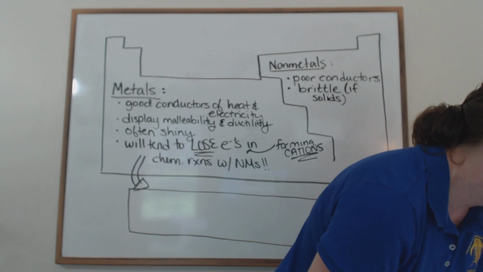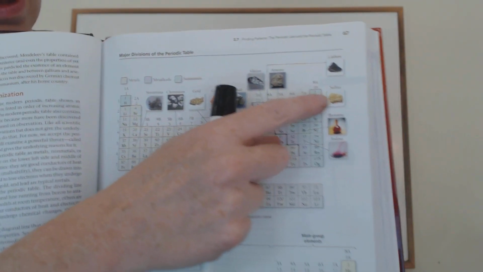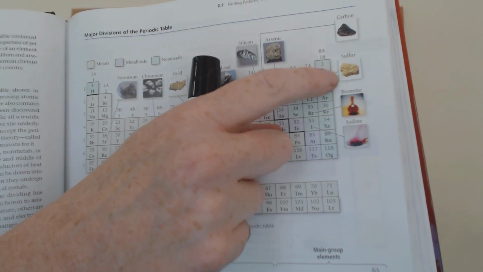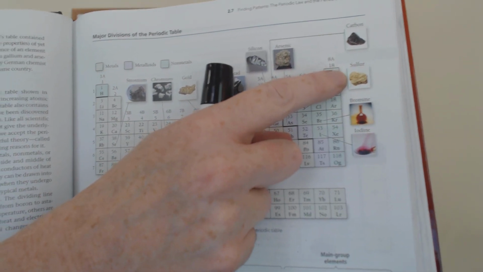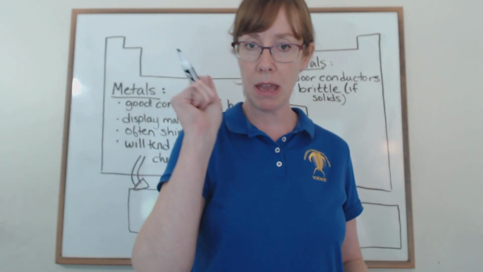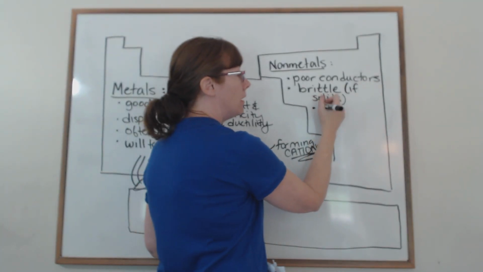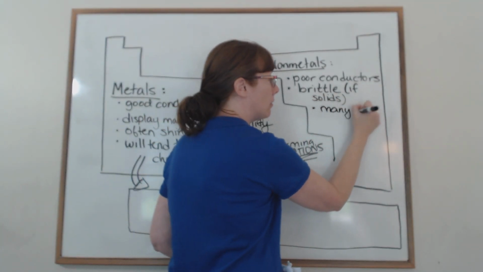you can almost see in this little picture, sulfur. If you look closely, doesn't that look like if you smashed it, it would just go to a powder? And that's exactly right. That's what we mean by brittle. You can't hammer it into a nice sheet. It just becomes a powder. Many of them are gases at room temperature.